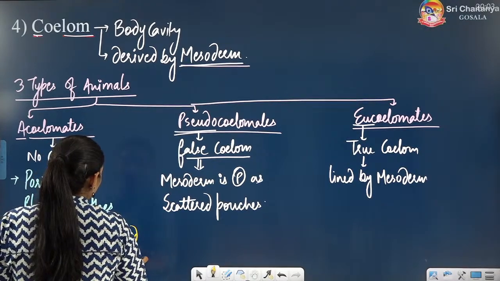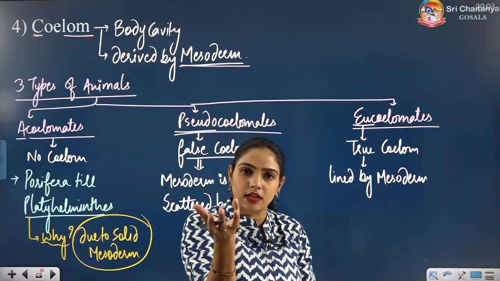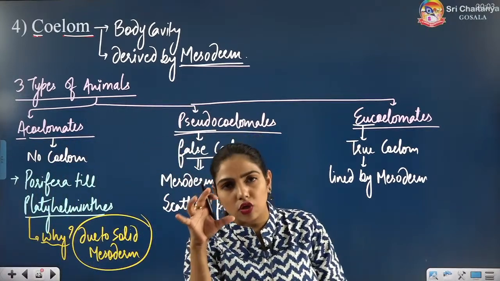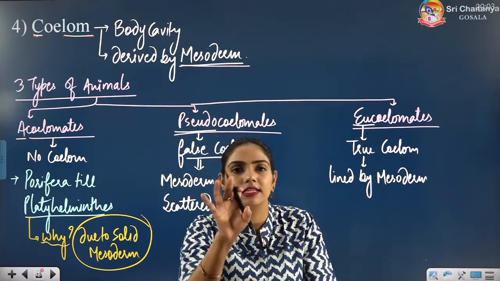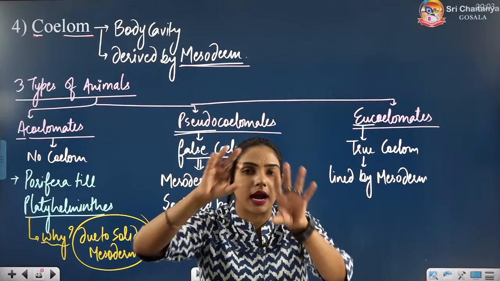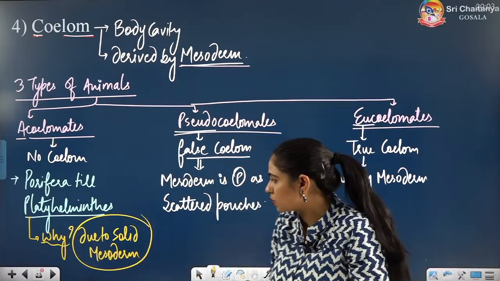This solid mesoderm does not mean that in other phylums it is present in a liquid form. No. Solid means only that the cells are very, very compactly arranged, the cells are not falling apart, and the space cannot be created. Okay, this is the meaning of solid mesoderm.